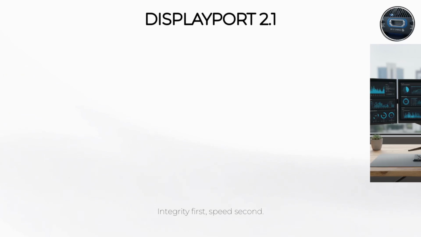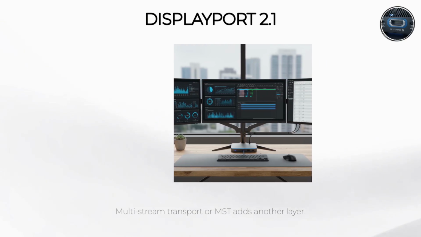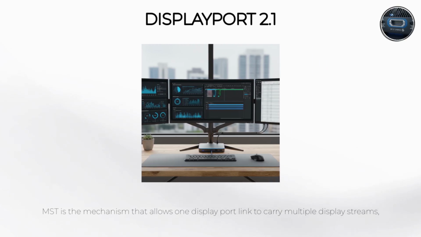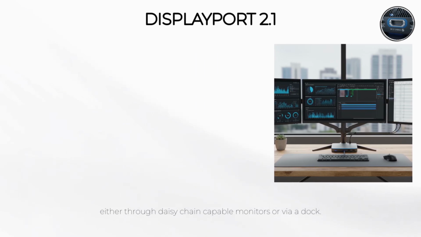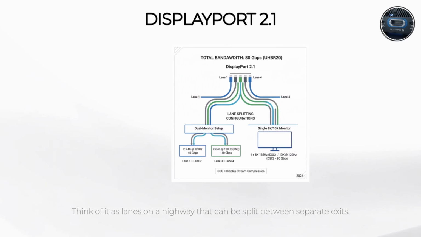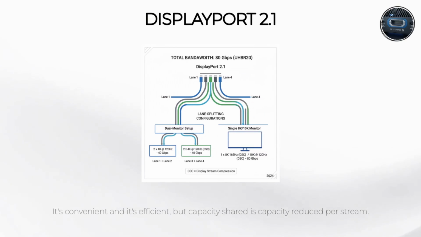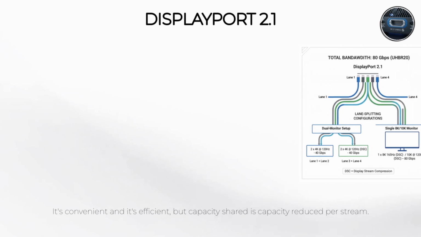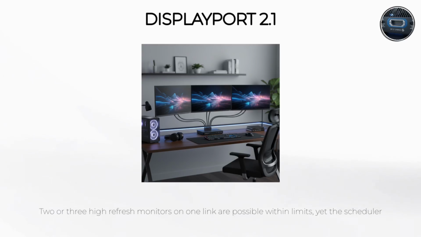Integrity first, speed second. Multi-stream transport, or MST, adds another layer. MST is the mechanism that allows one DisplayPort link to carry multiple display streams, either through daisy chain-capable monitors or via a dock. Think of it as lanes on a highway that can be split between separate exits. It's convenient and it's efficient, but capacity shared is capacity reduced per stream. 2 or 3 high-refresh monitors on one link are possible within limits, yet the scheduler will divide the total budget across them. If you plan to chain a trio of panels, planning the per-stream budget beats finding out the hard way that your favorite mode won't light up when all are connected.